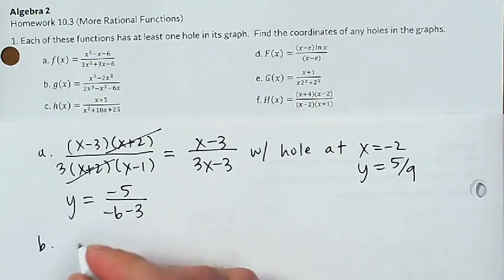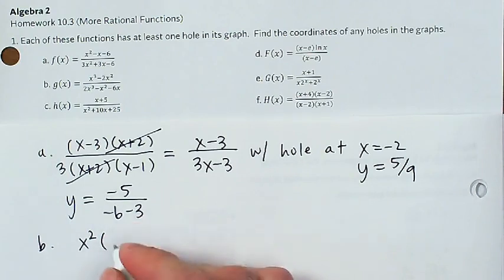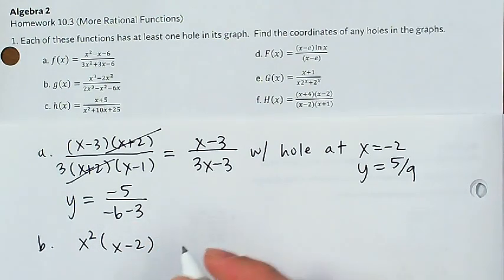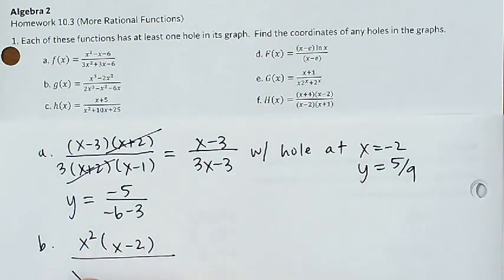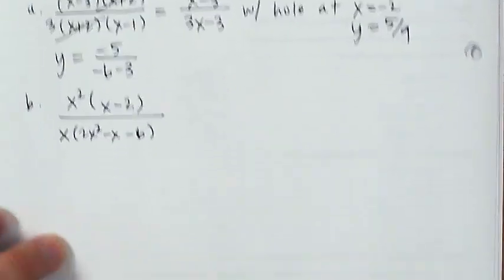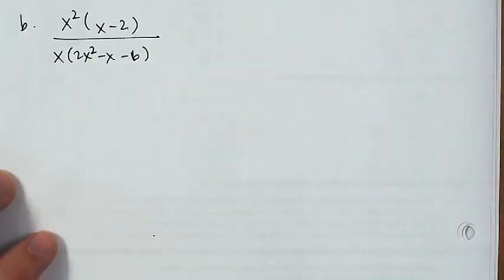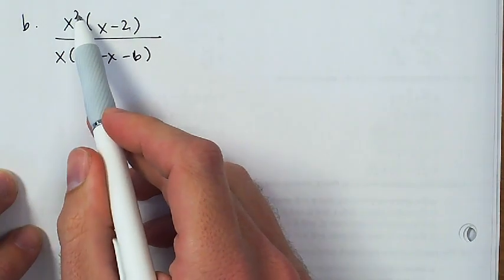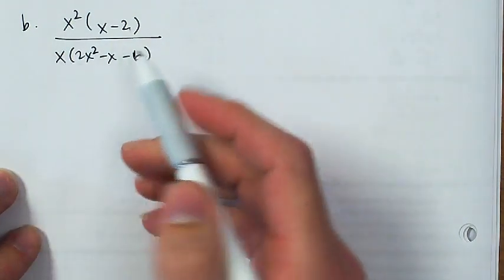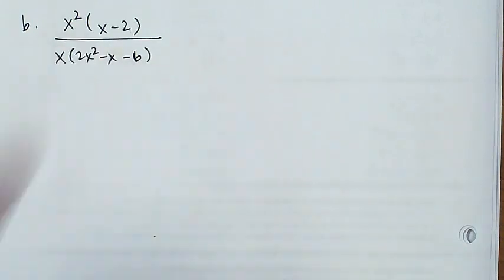All right, B. G of x is x to the 3 minus 2x squared. I'm going to factor out x squared because there's a greatest common factor. That'll be x squared times x minus 2. Then I'll factor out the greatest common factor from the denominator, and I'll have x times 2x squared minus x minus 6. I need to do a little more work here to figure out how this is going to break up. I can cancel off one of these x's, but maybe I'll do that once I've got this thing factored.